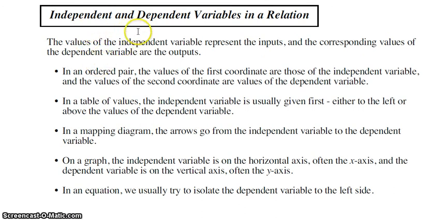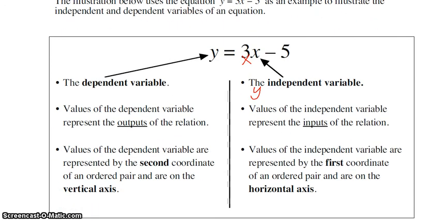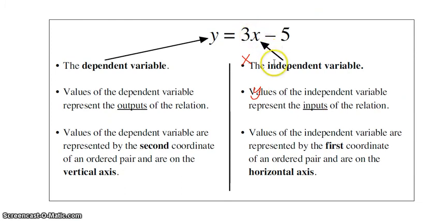All right, next concept, independent and dependent variables. The values of the independent variable represent the inputs. The corresponding values of the dependent variable are the outputs. So in an ordered pair, the first coordinate is the independent variable and the second is the dependent variable, which means x is independent and y is dependent. So x, y: independent, dependent. It just shows you what's dependent and what's independent, so you can just read it yourself. When you write an equation, x is the independent variable, whereas y is the dependent variable. Whatever y is depends on what x you put in. Once again, read this information here.